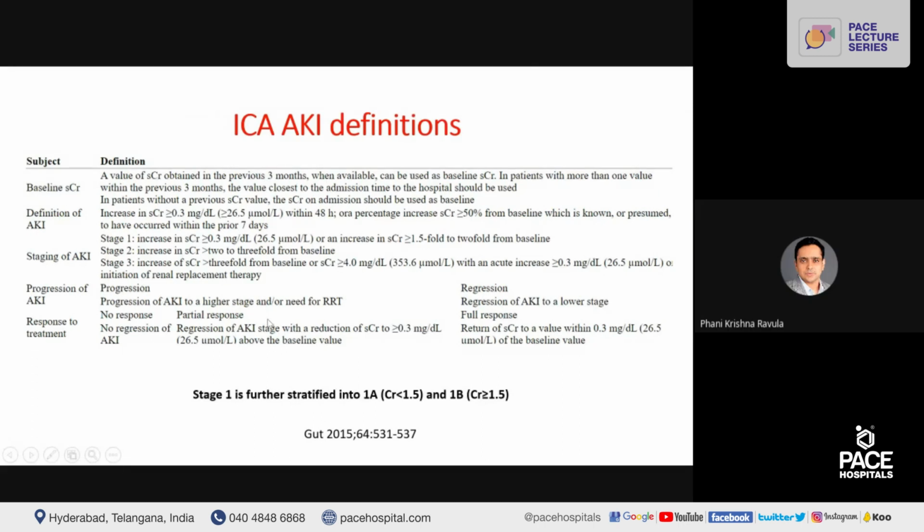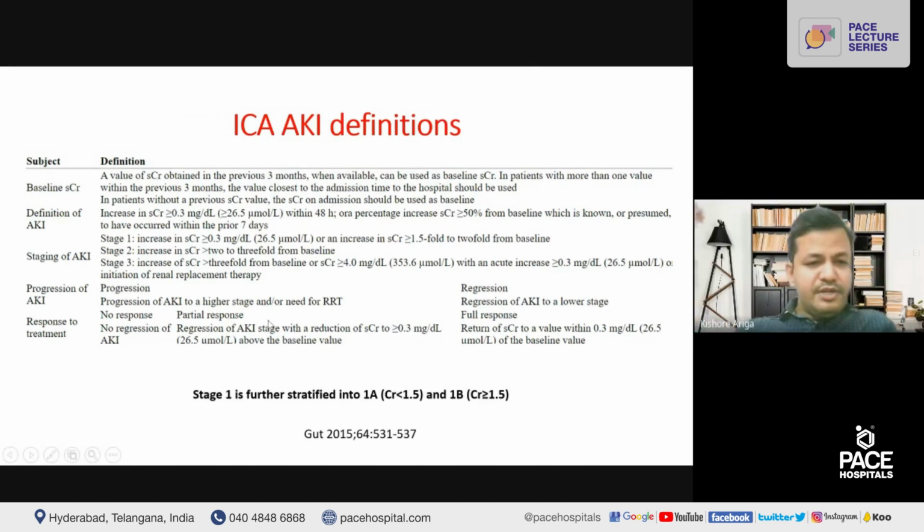Yes. So coming to stage 2 AKI, it is if the creatinine increases 2 to 3 fold from the baseline. Stage 3 is if the creatinine increases more than 3 fold from the baseline, or if the creatinine is more than 4, or if the patient has initiation of renal replacement therapy.